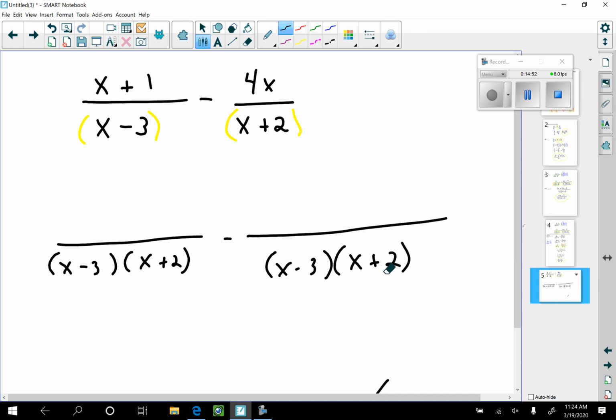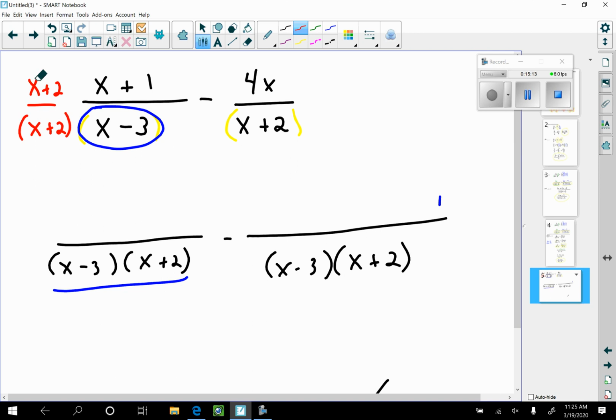Now I'm going to ask myself a question. What does this guy have that this guy doesn't? And you're right, x plus 2. So I'm going to have to multiply this by x plus 2 over x plus 2. And the nice thing about this, I'm not going to multiply the bottom. Keep in mind, multiplying the top by x plus 2 and the bottom by x plus 2. I'm not going to multiply out the bottom, but I have to multiply out the top.